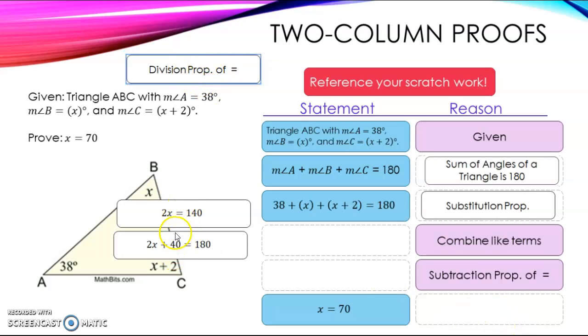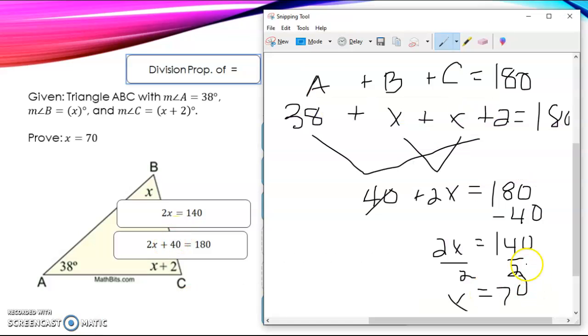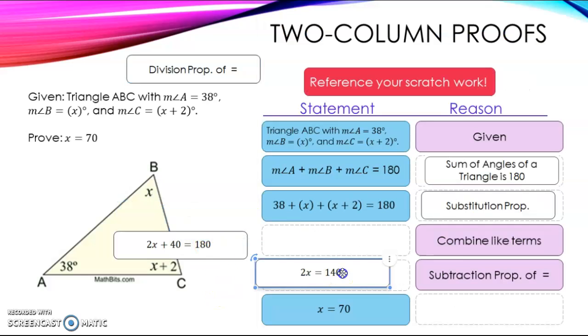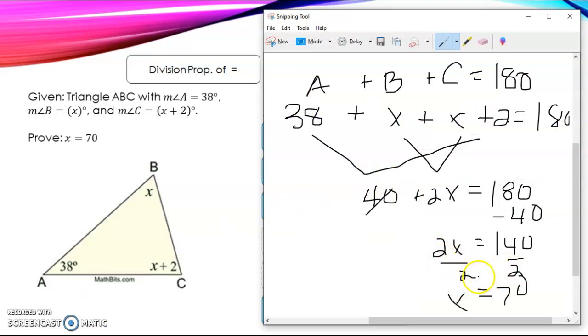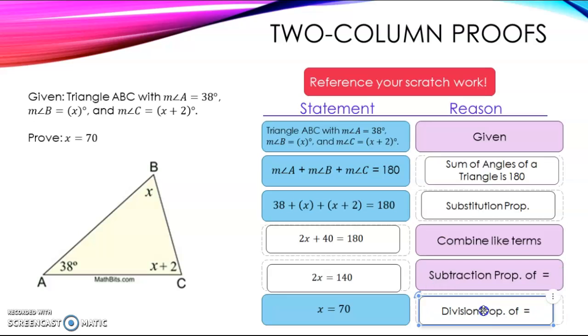But which of these is going to come first? This is where your scratch work might come in handy. It looks like they have this 40 plus 2x equals 180 written right there, and above that is the 2x equals 140. This might be simpler to do in your own work so you don't have to make sense of what they're doing necessarily. And then the last step, to get to 70, we had to divide both sides by 2. So we used the division property of equality. And that is it for that two-column proof.